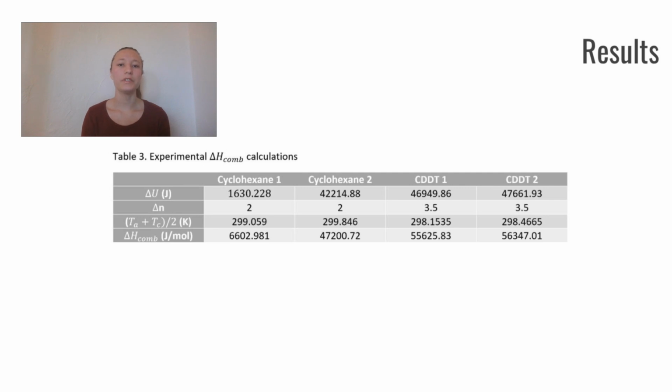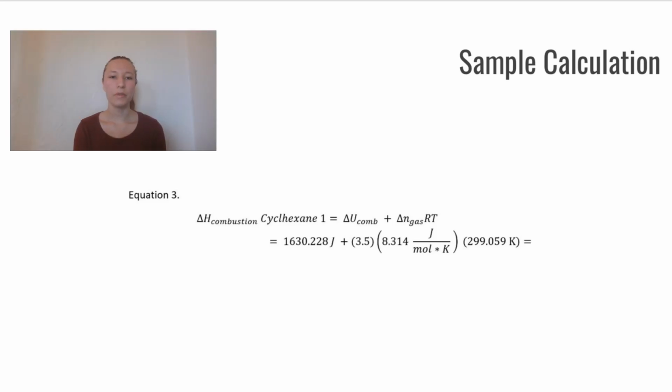Equation 3 was used to determine the delta H combustion values. The large difference between cyclohexane values is not expected, but CDDT values are similar. Cyclohexane 1 value is larger than all CDDT values. The delta H combustion values were determined with equation 3. Temperature is approximated to be constant because the overall change in temperature is small, so the average of TA and TC is used.